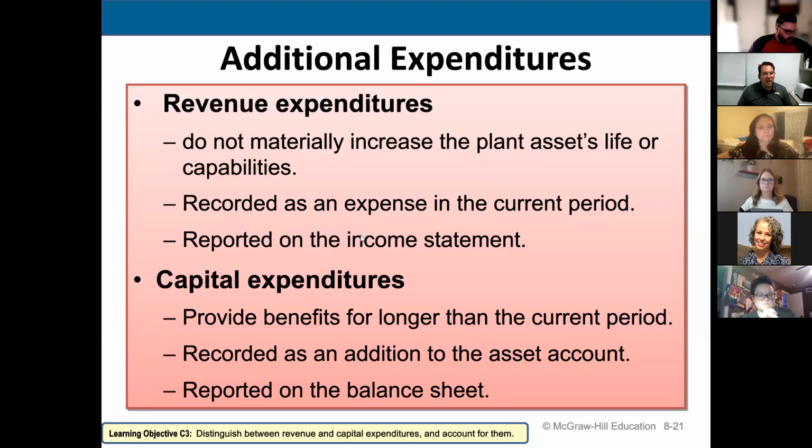So we break down the additional expenditures into what's called revenue expenditures. Those are expenditures that don't increase the asset's life, and we record those as an expense in the current time period, and we report them on the income statement as an expense. As opposed to capital expenditures, those are ones that extend the life or substantially change the asset. And so those will be recorded as an addition to the asset account and reported on the balance sheet.